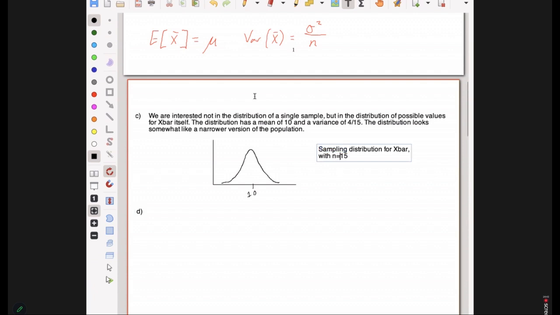N is the sample size. Are you familiar with n representing the sample size?